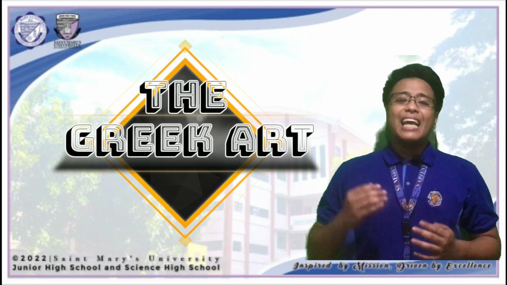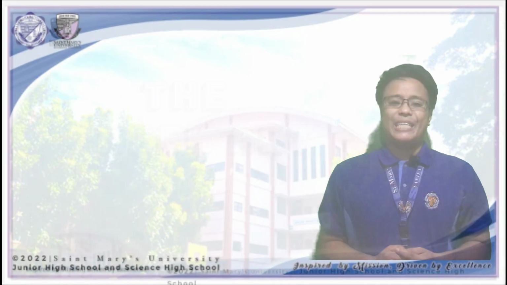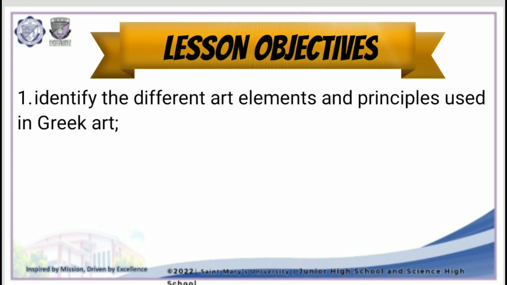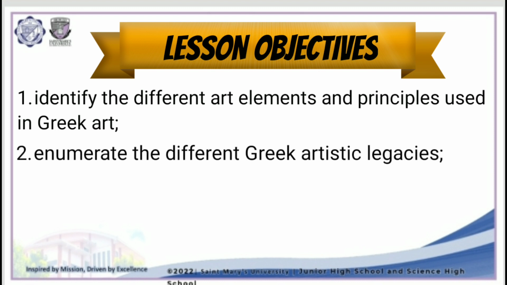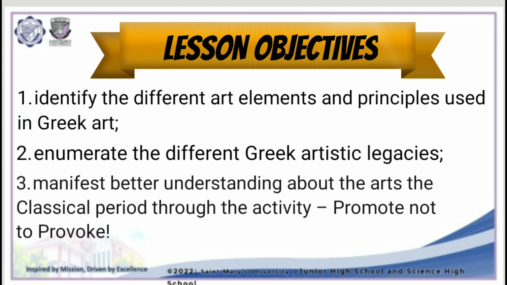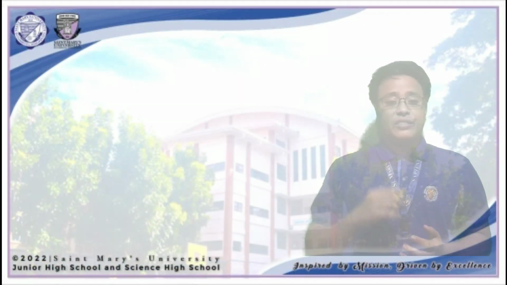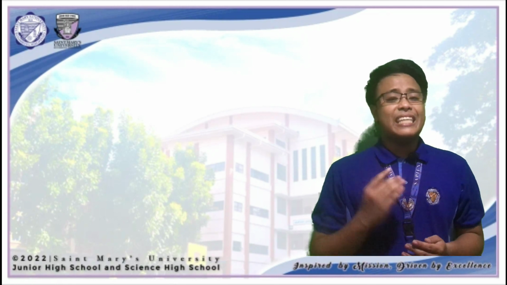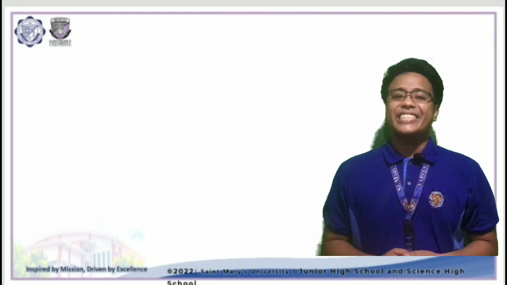With that, let's have now our lesson objectives. First, identify the different art elements and principles used in Greek art. Second, enumerate the different Greek artistic legacies. And third, manifest better understanding about the arts of the classical period through the activity Promote Not to Provoke. There you have it. Those are the lesson objectives for today. Now, let's go with our discussion.